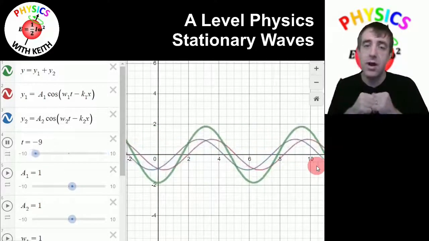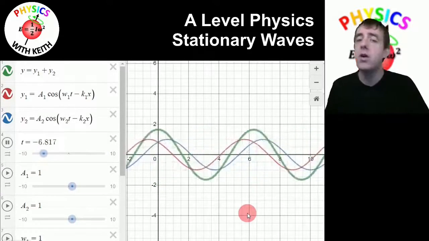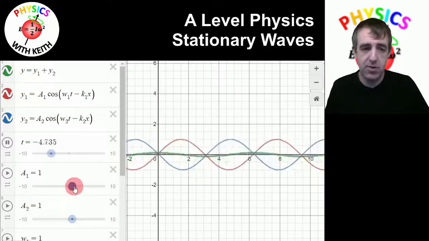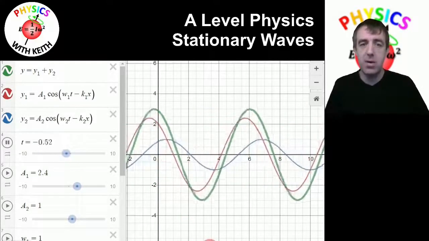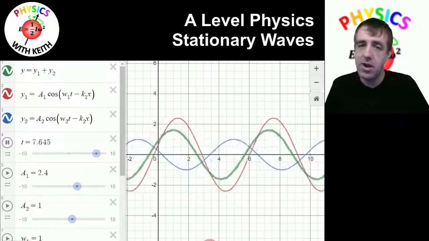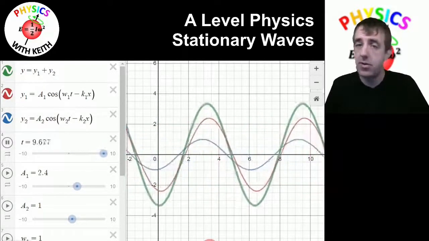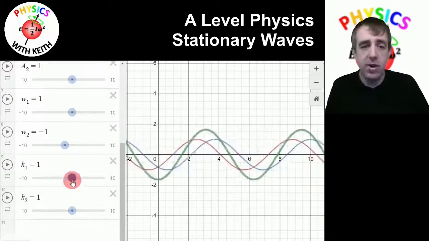Just for fun, I'm going to show you what happens if our two waves don't have the same amplitude. Let's just increase the amplitude of the red wave a little bit. So you can see we no longer have a stationary wave. There's a net transfer of energy from left to right. And let's look what happens if the two waves don't have the same wavelength.